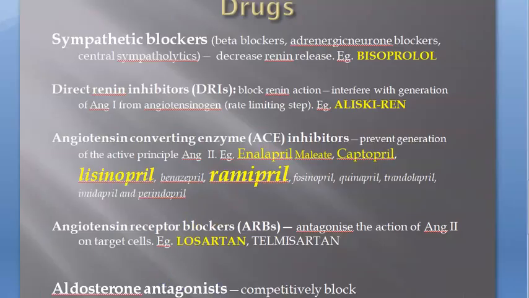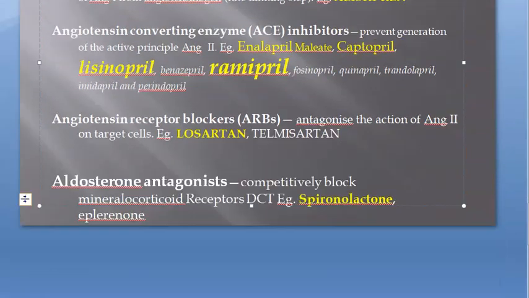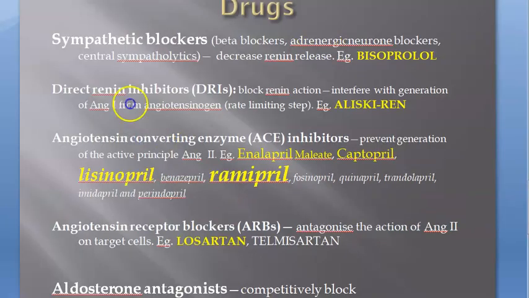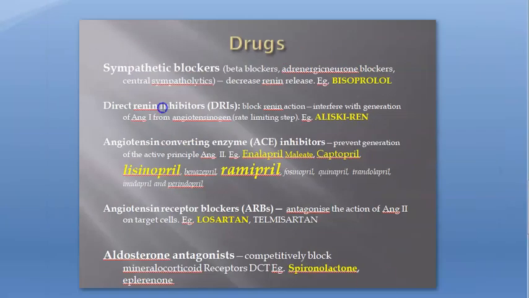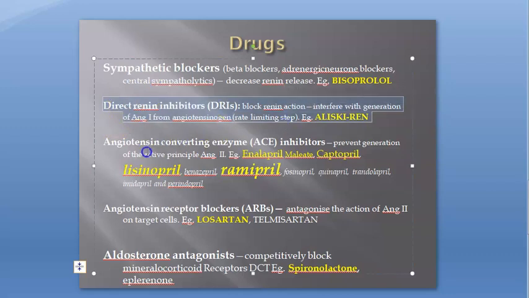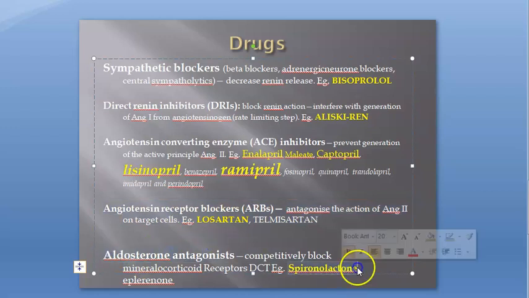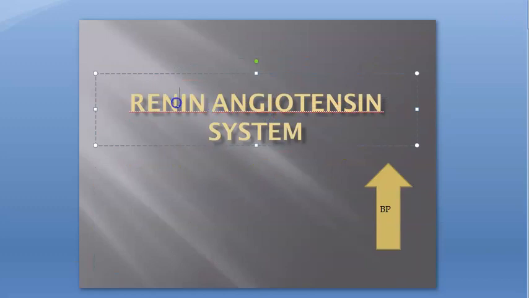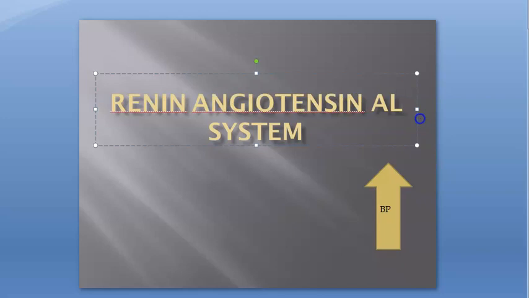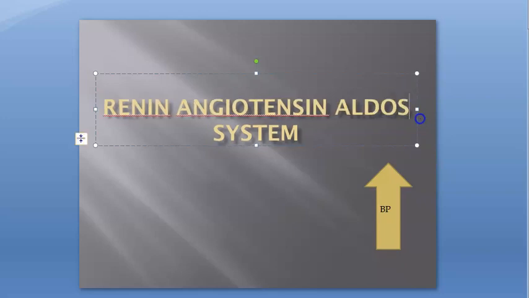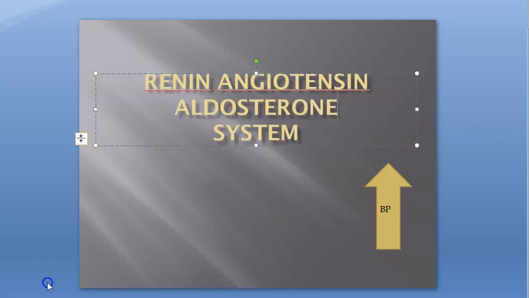Let me show you. Aldosterone antagonists, you can give spironolactone. So you have all these four things coming here. Direct renin inhibitors, aliskiren; angiotensin converting enzyme inhibitors, ramipril, enalapril; angiotensin receptor blockers, losartan, telmisartan; aldosterone antagonist, spironolactone. So all these are going to inhibit the renin angiotensin aldosterone system, isn't it? The full name should be renin angiotensin aldosterone system, right?